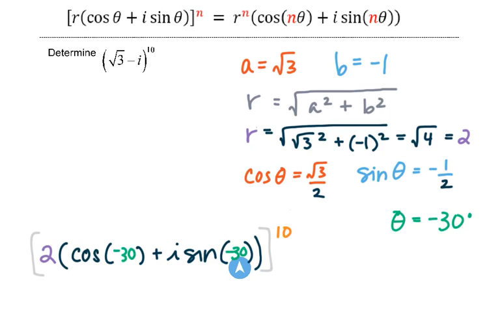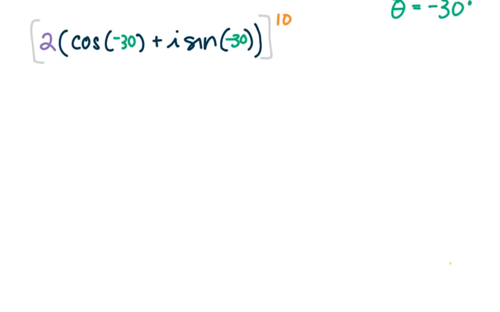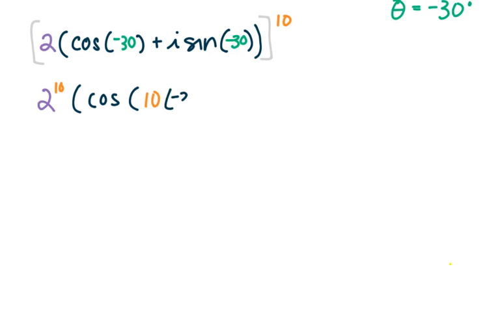Why did I pick negative 30? Because it's the smallest absolute valued number, easiest number for me to deal with. It's just going to help my computations. So by DeMoivre's theorem, as I just said, this is going to be 2 to the 10th times cosine of 10 times negative 30 plus i sine of 10 times negative 30.